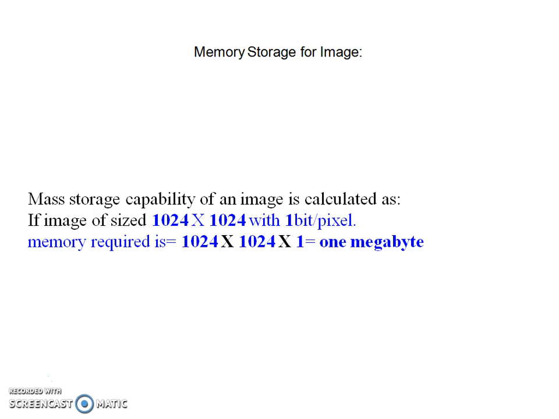For storing a particular image, the size is calculated from the resolution. If my image is of size 1024 by 1024 and uses 1 bit per pixel, then the size is number of rows multiplied by number of columns multiplied by number of bits per pixel. So for this particular image, it requires 1 megabyte of memory for storage.